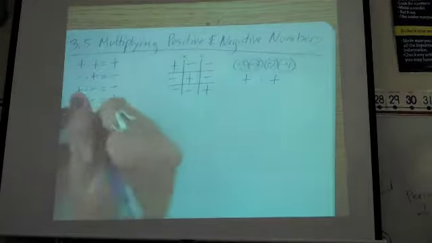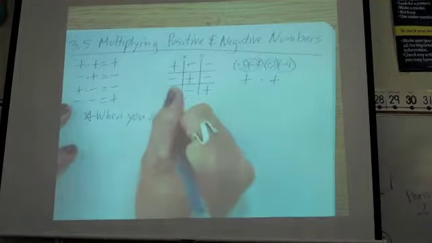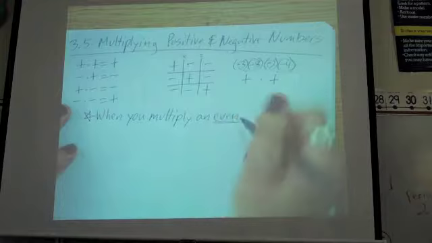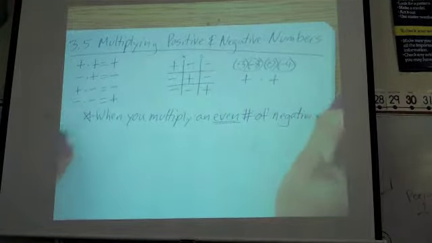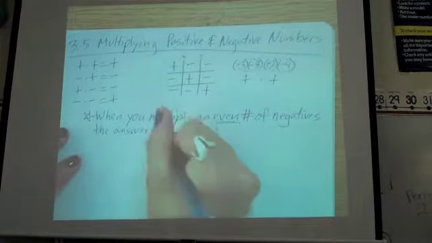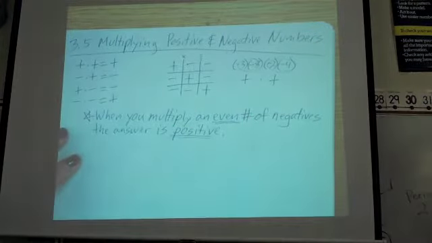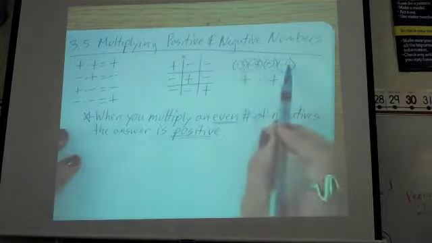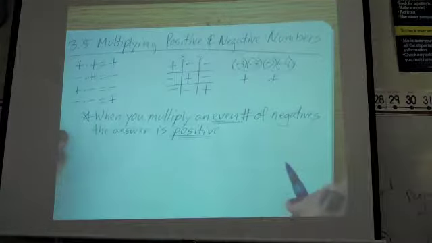So I actually have a rule here, which is when you multiply an even number of negatives, the answer is positive. Which is what we basically showed right here. So a negative times a negative is positive, and then another negative times a negative is a positive. I have four negatives, which is an even amount of negatives, and when I multiply them all together, I end up with a positive.